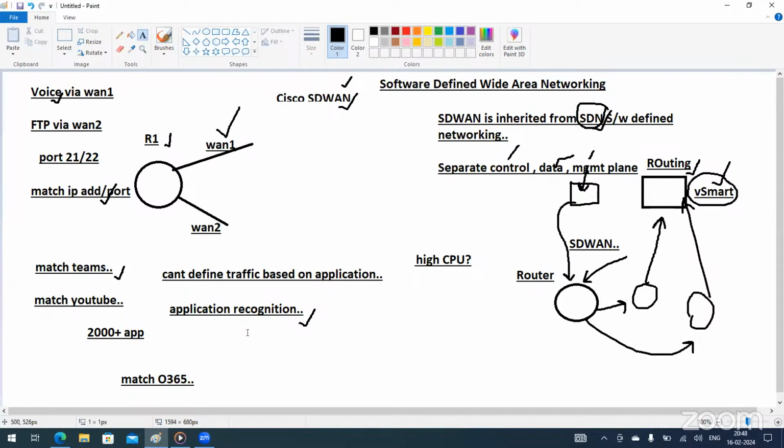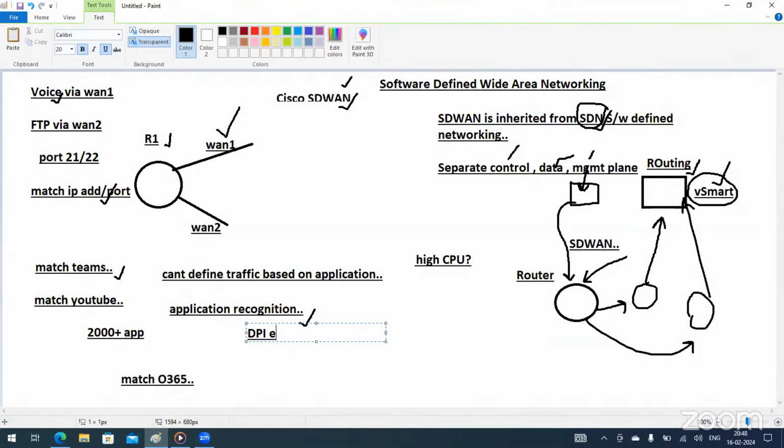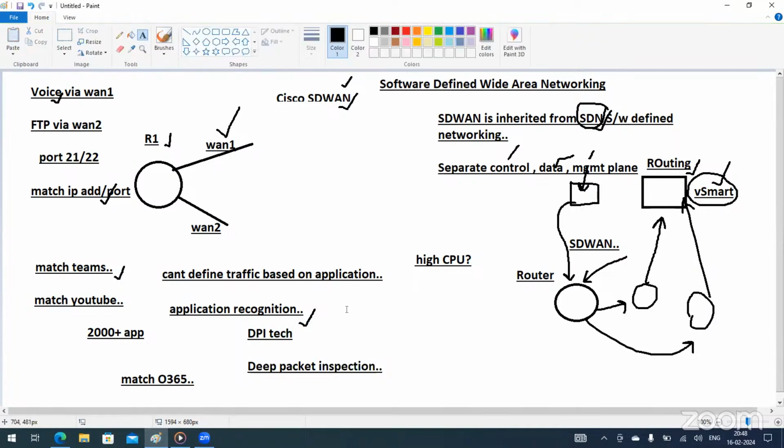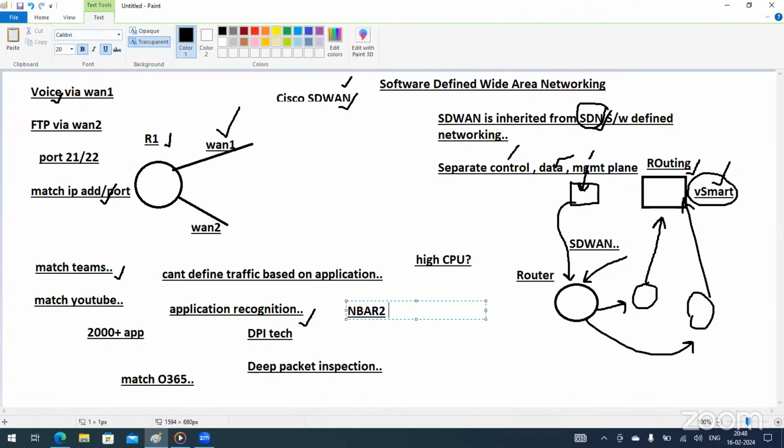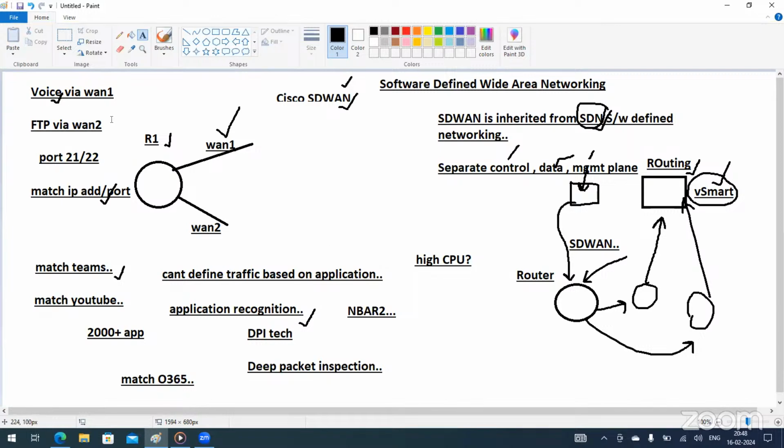This is also called DPI technology, which is deep packet inspection. There is the NBAR2 protocol algorithm technology, which runs on the SD-WAN device and helps to identify the application type. It looks at the packet IP header and then helps to categorize the application. What type of application is it? Is it YouTube traffic, or is it Teams audio, Teams video, right? Like this. Any question on this?